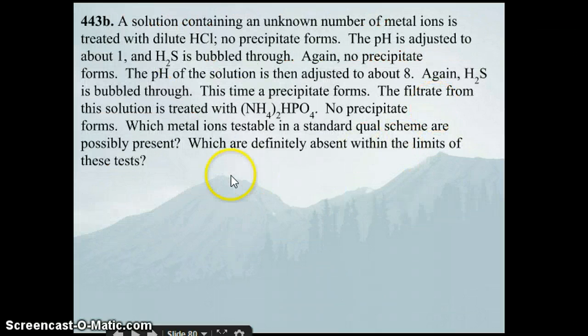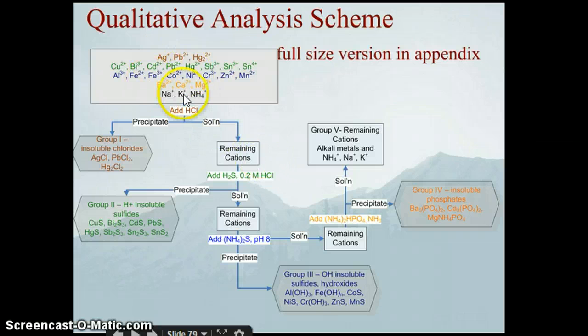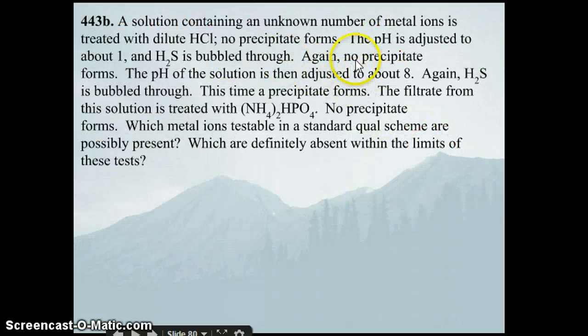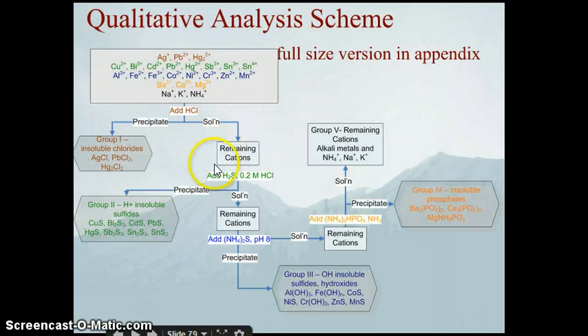So let's go through just one quick example. A solution containing an unknown number of metal ions is treated with hydrochloric acid, so no precipitate forms. So we go back to our first step. So this is just our first step. We added HCl, and no precipitate has formed. So that means, conclusively, that we don't have any silver or lead or mercury in this solution. We adjust the pH to about 1, so it's acidic. And then we add hydrogen sulfide, and again, no precipitate forms. So that's our second step. We're still acidic. We add hydrogen sulfide, and we said that there was no precipitate, so we can conclude that we do not have any of these ions in that particular solution. That's our conclusion we can make so far.